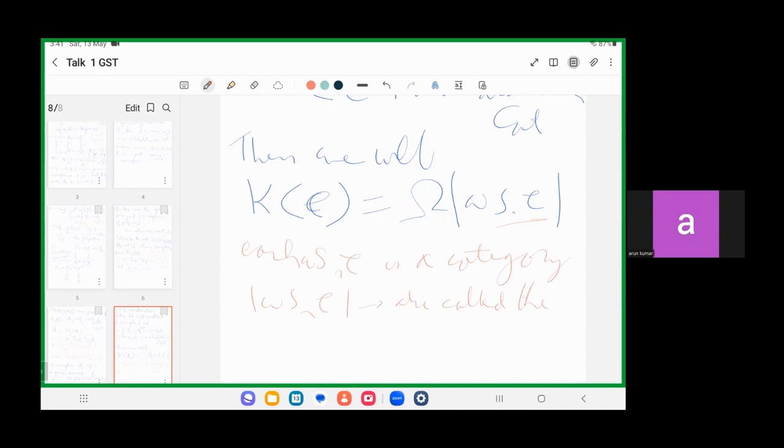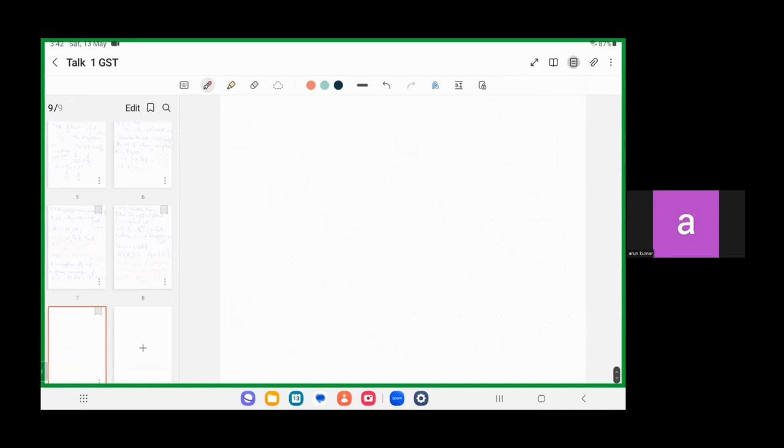Which will give you a simplicial set, right? So for each n, you get a simplicial set, and then you vary n. So we then obtain a bisimplicial set.